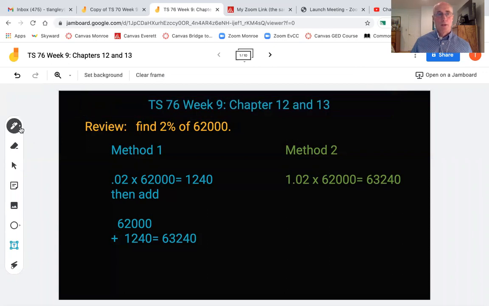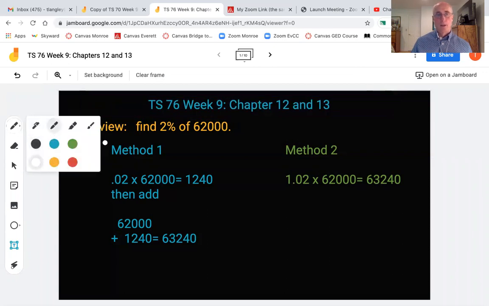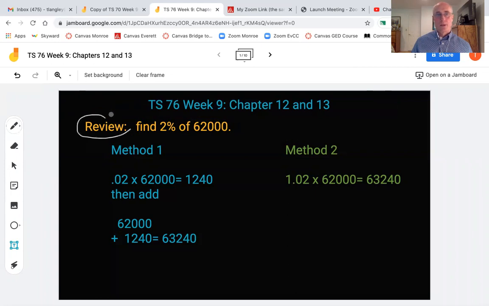When we're calculating the interest of something, we're finding the percent of something. To find 2% of 62,000, if they ask you, what is 2% of 62,000? There's kind of two ways you can do this. Most people use method one just because that's the way they were taught. Method two is faster, but you have to do a little bit of thinking up front. But here's how most people would find out what 2% of 62,000 is.